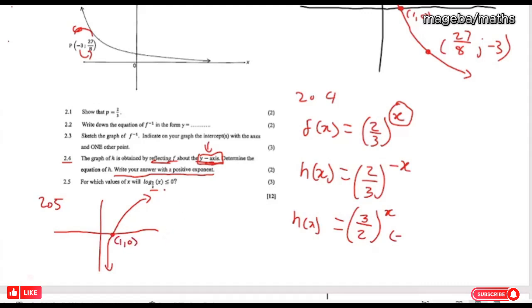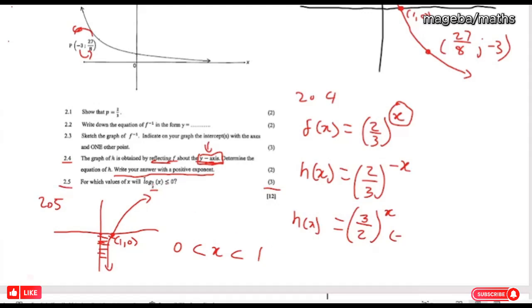Now they're telling us, where is the function less than 0? The function is going to be less than 0 on this part. But remember, our function doesn't touch 0. So it's from 0 to 1. So it's from 0, x and 1. But remember, we don't include 0. So we can say my function is less than 0 and also greater than 1. So this is the 2.5, the question that's asking for which values of x with the log.